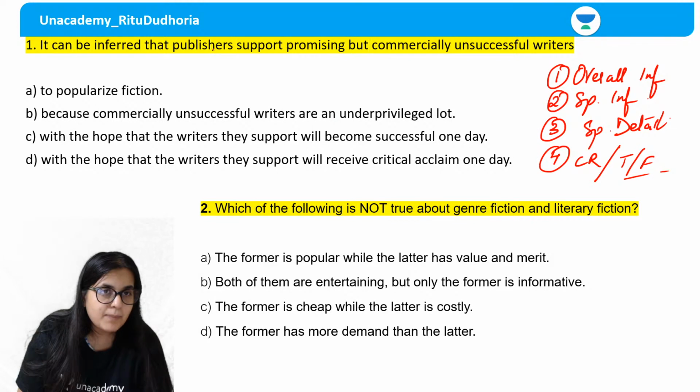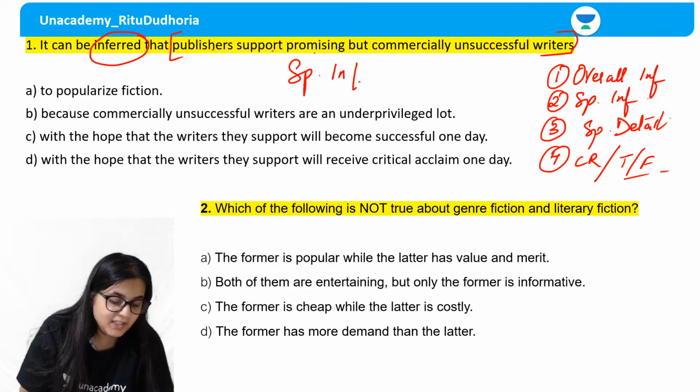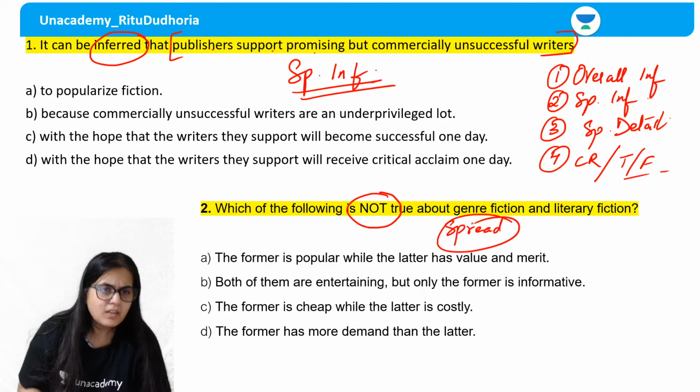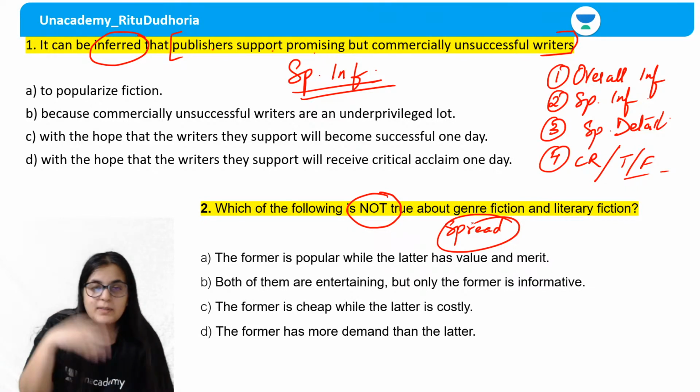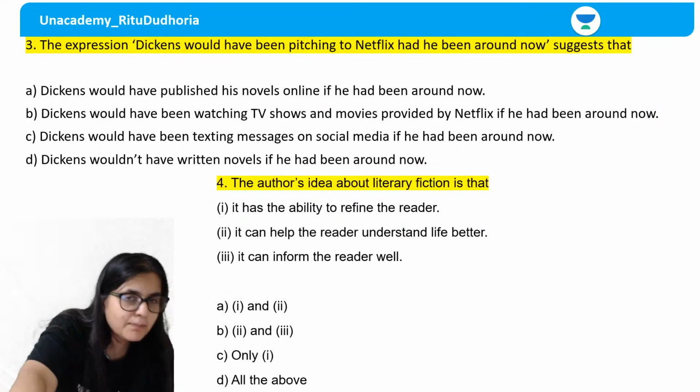So it can be inferred that publishers support promising but commercially unsuccessful writers. This is inference and it is based on a specific line from the passage. Can I call this a specific inference question? Very good. Which of the following is not true about genre fiction and literary fiction? If it's a true or false question, guys, ये spread out हो सकता है, मतलब पूरे पैसेज में कहीं पे भी दिया हुआ हो सकता है. Correct? It could be from the first, second, third. One statement could be from the first para. One statement could be from the second para.